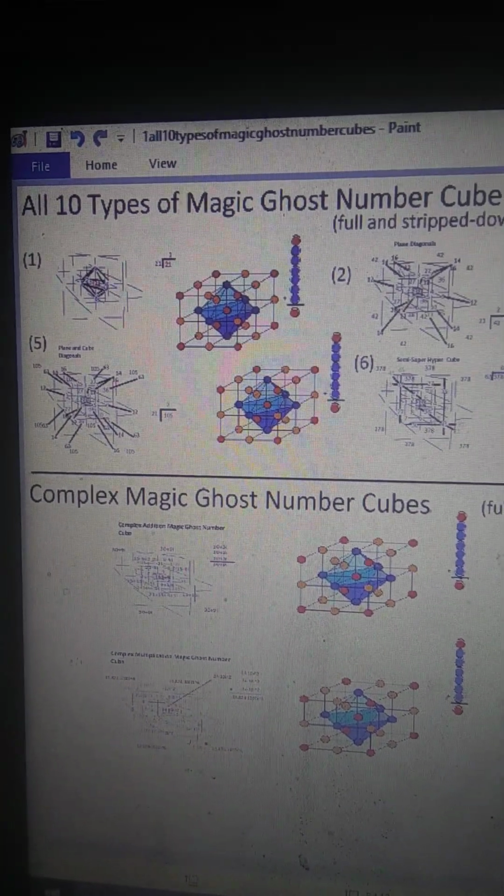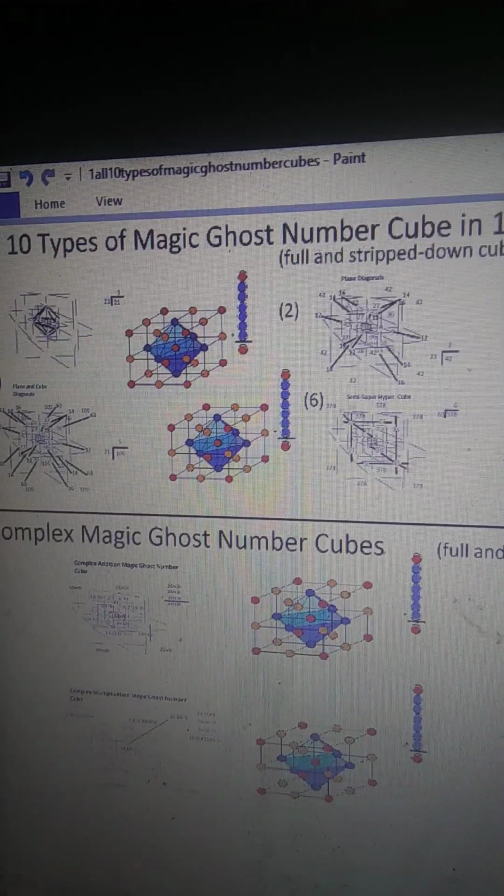These are all 10 types of magic ghost number cubes in their proportions from the central ghost number to the outer ghost numbers: 1, 2, 3, 4, 5, 6, 7, 8, 8, and 9. So that makes 10, because there's two ways of achieving 8, the proportion 8 from the central ghost number to the outer ghost number. These are the 8 on top, the 8 where the line separates them all.